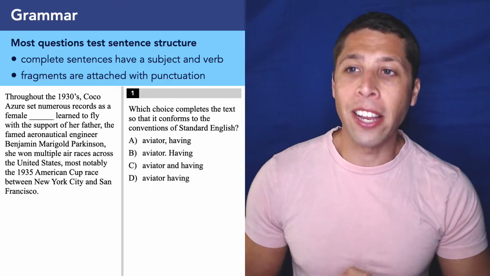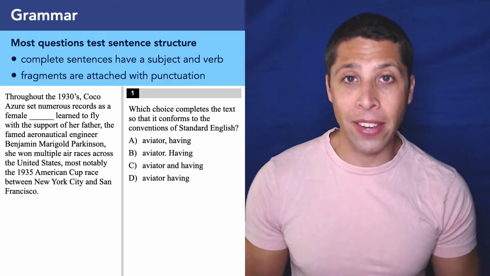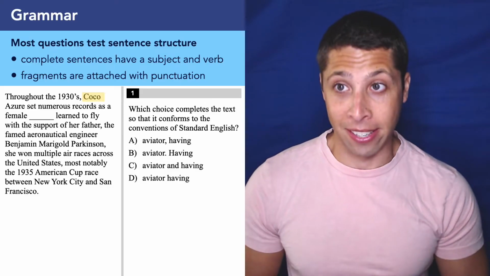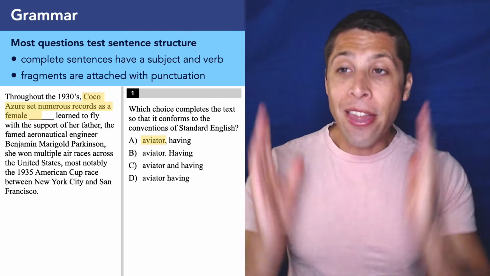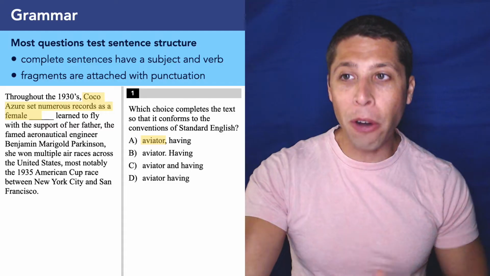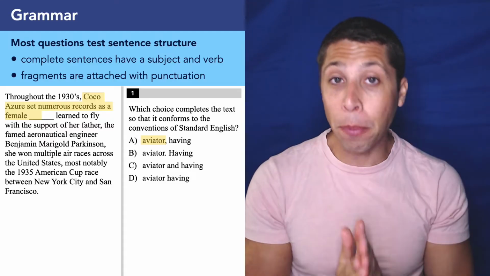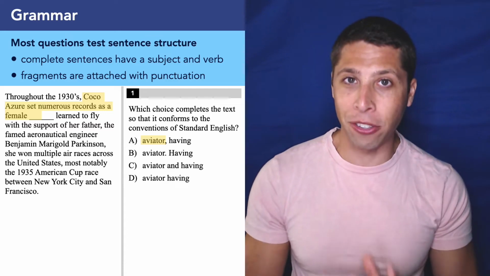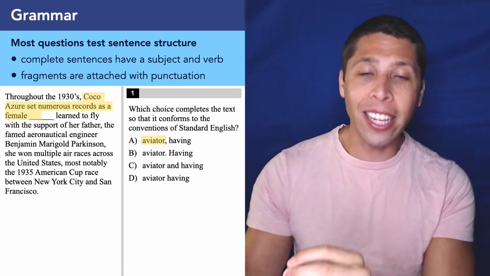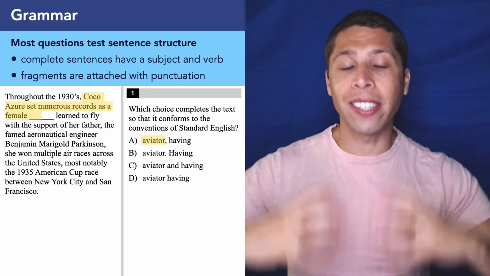"Coco Azure set numerous records as a female aviator." That is a sentence, even without the part that came before it, even without anything that comes after it. That could be a sentence. We could start with Coco, we could end with aviator, and we could put a period there if we wanted. Now, I know that that's choice B, but we don't know that that's the right answer necessarily yet.